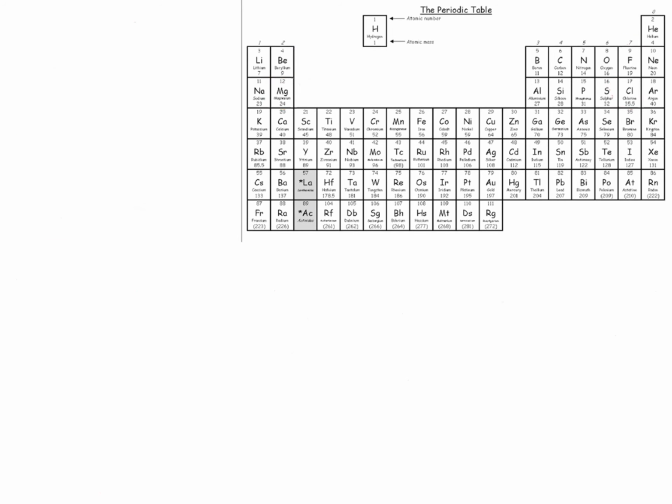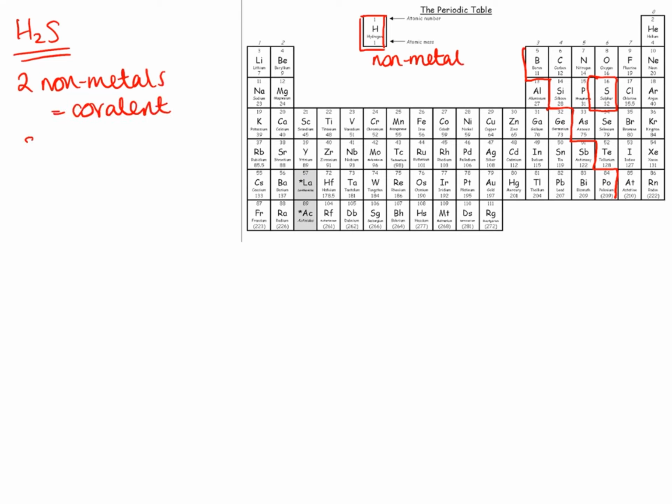Now if we look at another example, this time I'm going to do hydrogen sulfide, H2S, as an example. So now we're looking at hydrogen, which is a non-metal, remember, even though it's floating up there. And we're looking at sulfur, which we can see is on the right hand side of the line. So we now have 2 non-metals, and that means that we have a covalent molecule. Now covalent, remember, means shared electrons. That's really important.